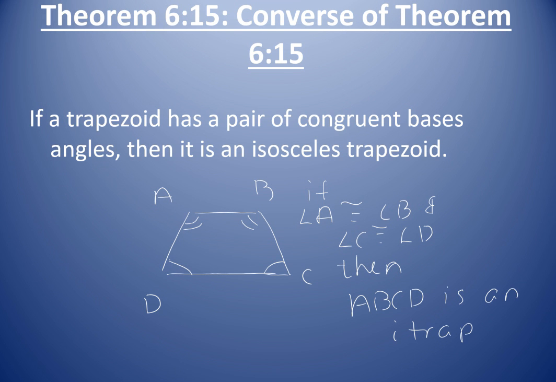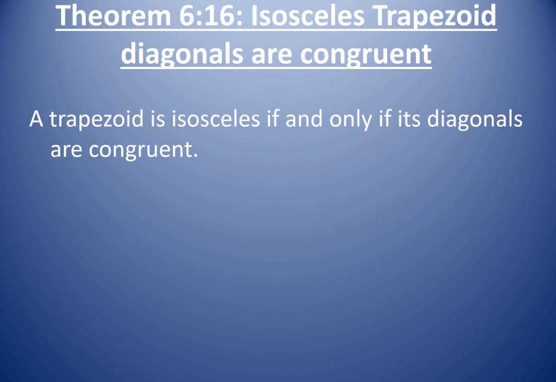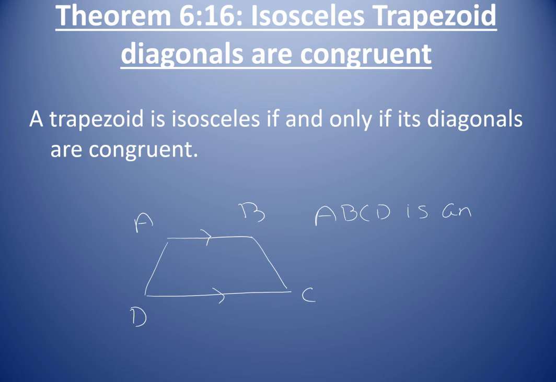Alright, the third theorem says a trapezoid is isosceles if and only if its diagonals are congruent. So ABCD is an I-trap if and only if line segment AB is congruent to line segment CD.